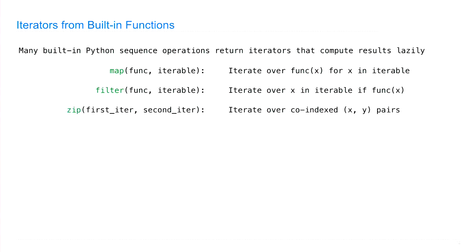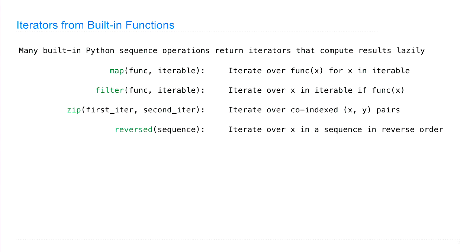There's something called zip. On your project, you'll build a Scheme equivalent of this. It takes in 2 iterators, and it iterates over pairs. So if you say 1, 2, 3, 4, 5, and 6, 7, 8, 9, 10, it will give you 1, 6 as a pair, and then 2, 7 as a pair, and 3, 8 as a pair.